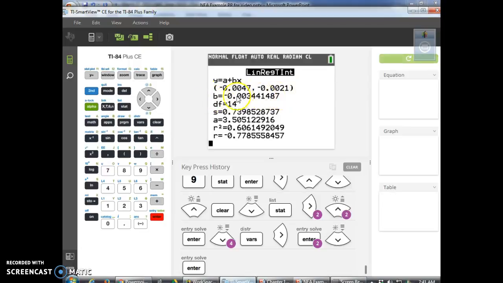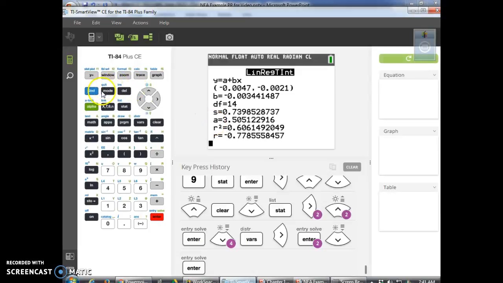We need our slope because that's our estimate. We need degrees of freedom. We need the standard error of our residuals. That's S here. We need our y-intercept. Not really for this, but it's important to know where that is. And then, of course, if you need r or r squared to talk about the linear relationship.